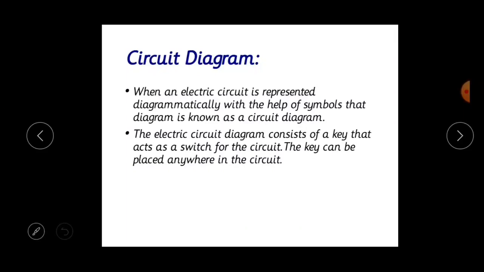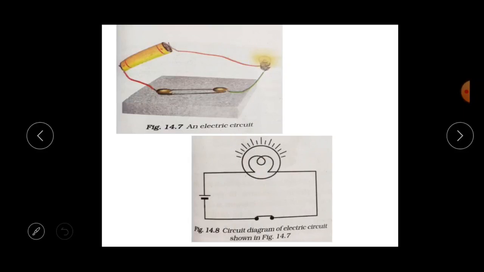Okay. Next point is this: an electric circuit diagram consists of a key that acts as a switch for the circuit. The key can be placed anywhere in the circuit. So here I will show you. Key is nothing but a switch. You might have seen the switch, right? So switch. So this is called a key. So it can be placed anywhere.